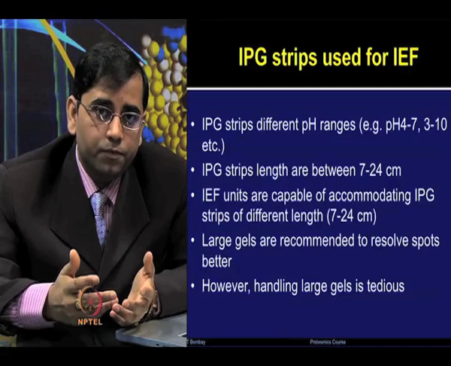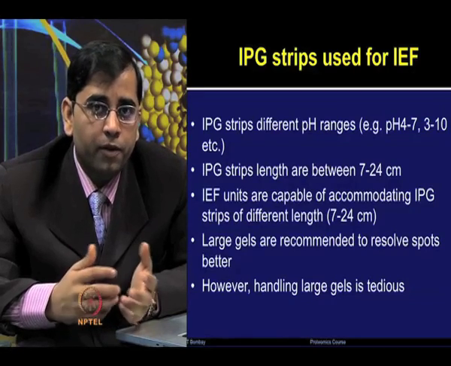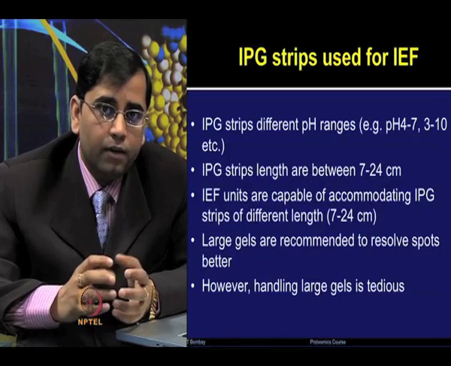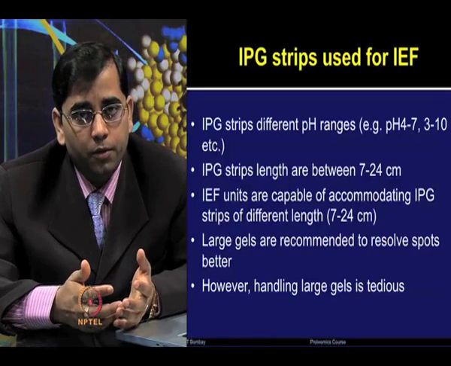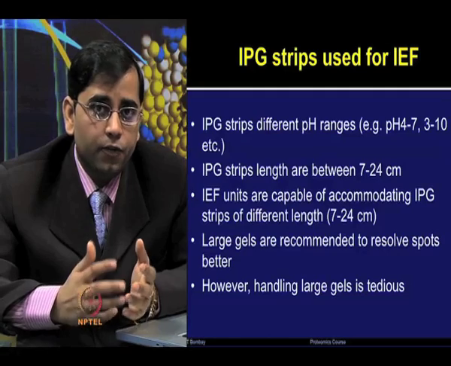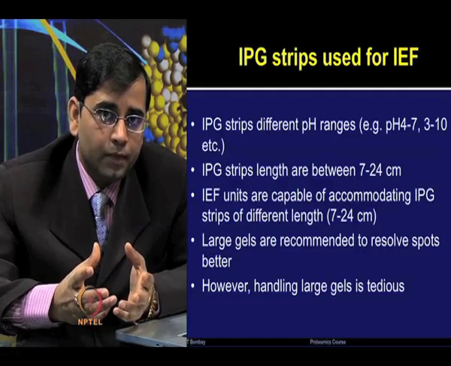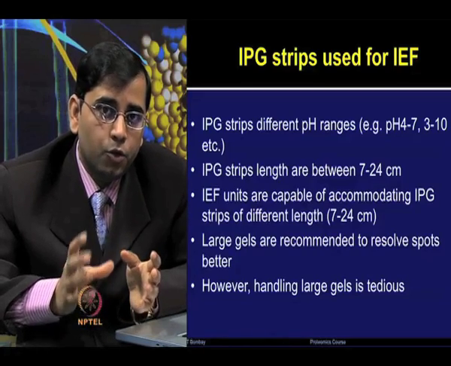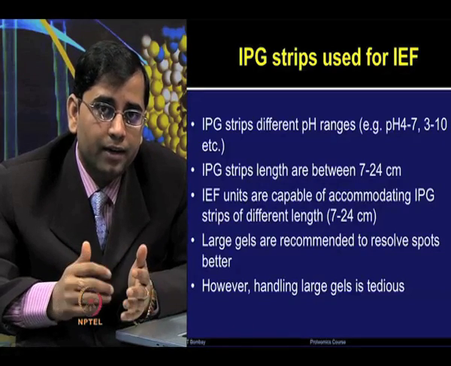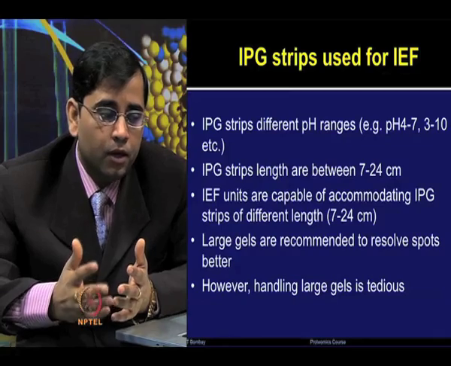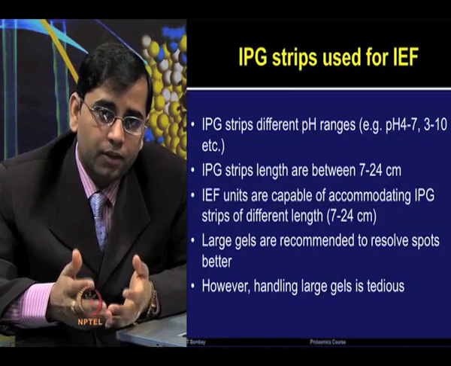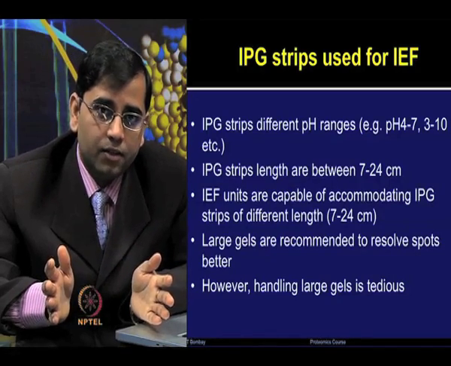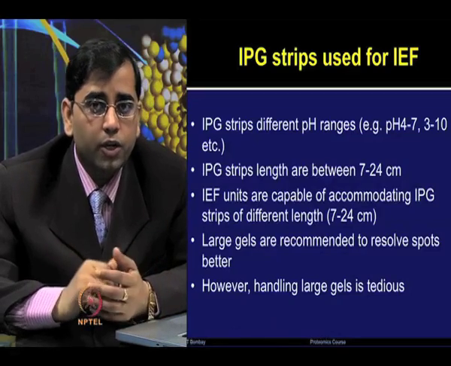There are different types of strips being manufactured by different commercial companies. Now, when you are optimizing a protein extraction protocol, it is better to use a small strip so that you know that your IEF process is going fine and your protocol is looking good. You can separate the proteins. Once you know that your extract is good, then you can apply it to separate the proteins on a long strip length, for example 17 or 24 centimeter.